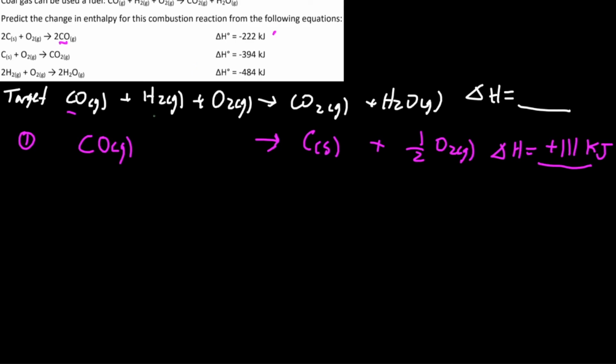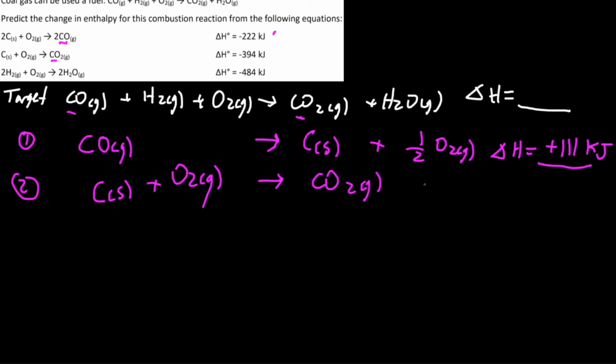So next, I see that there is a carbon dioxide, and our second equation also has carbon dioxide. So I'm going to leave that one as it is. So that means that we have carbon solid plus O2 gas produces carbon dioxide gas, and the delta H, since we are just leaving it as is, is negative 394 kilojoules.